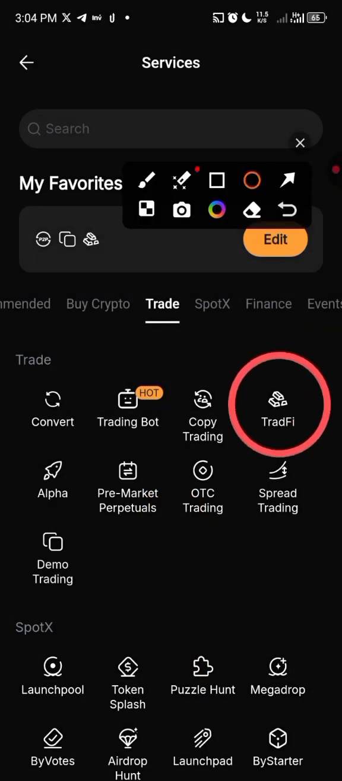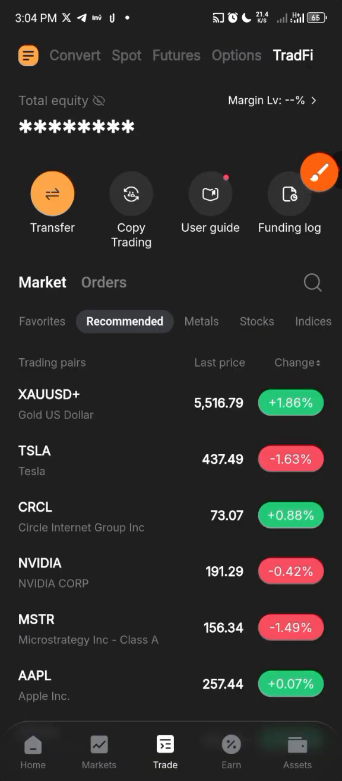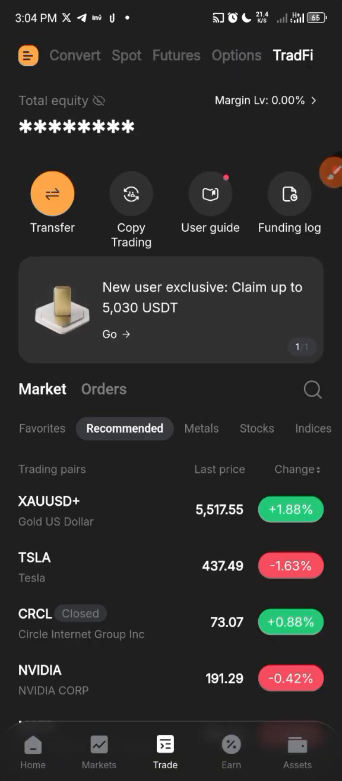So that is where you want to go to. You want to go to the trade file on the trade section. Now, once you click on the trade file, it takes you to where you can trade gold, trade silver, even forex and other metals. Now let's see how it works.